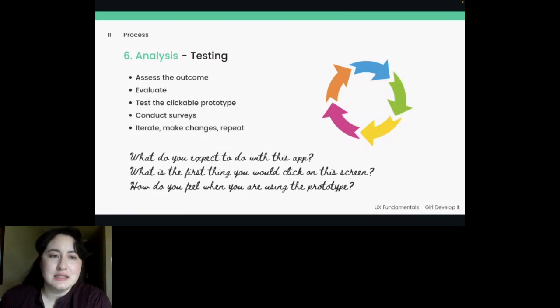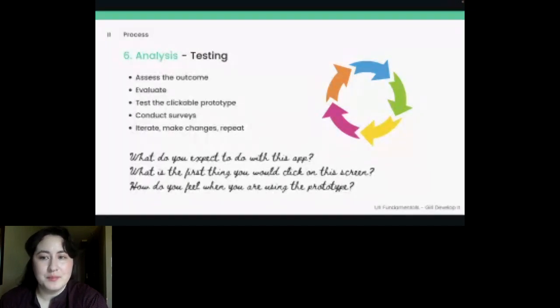Okay, and then lastly is going to be analysis. This is once you have your clickable prototype, doing testing and evaluating that prototype. So you probably are going to iterate several times throughout this step and the other steps. So the entire process is kind of cyclical.